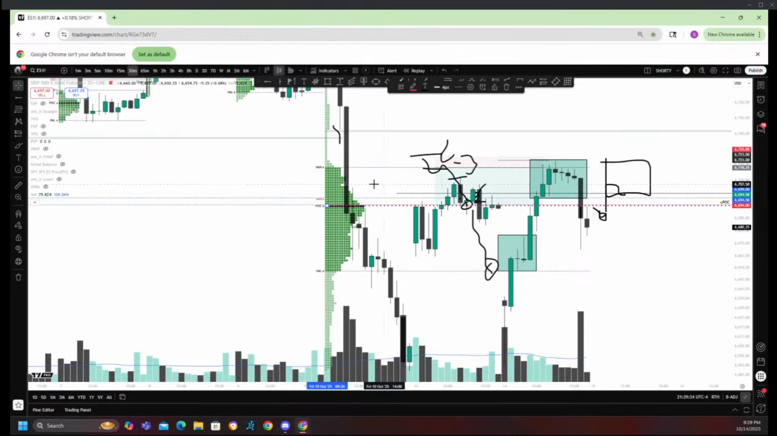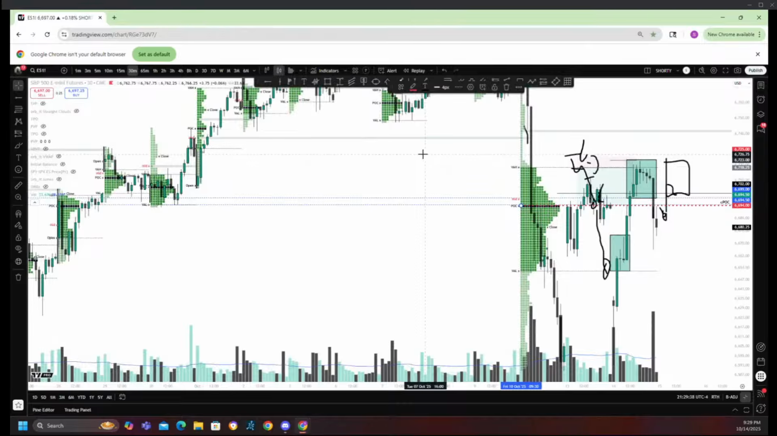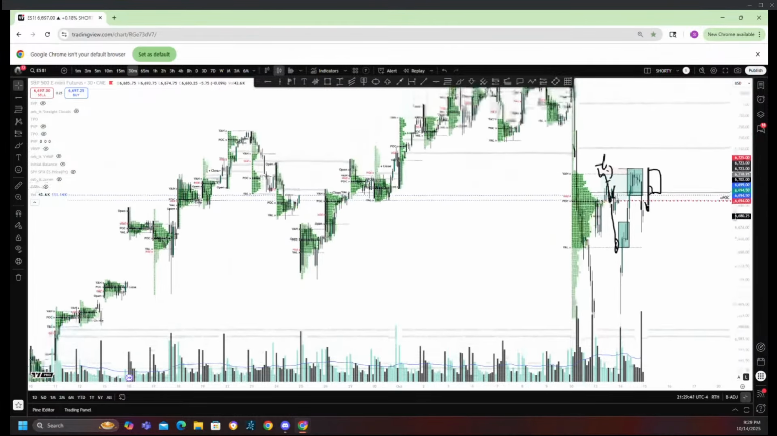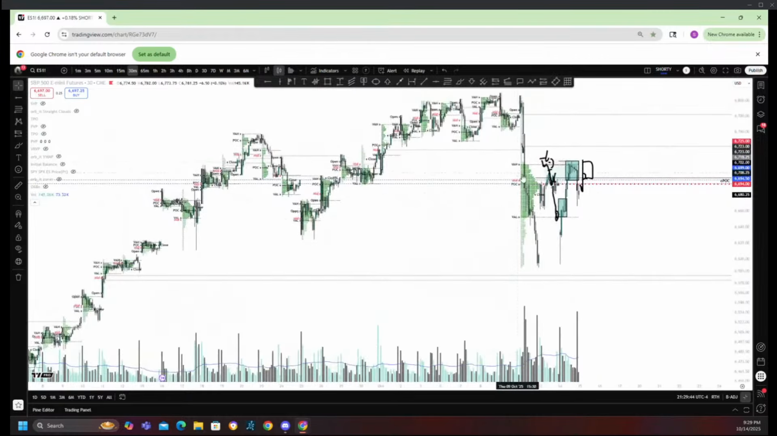So hopefully this makes sense because it's just a bracket and we're shifting value lower. As of right now, if we really did not think this was value here, what should have been a quick response of the bulls?